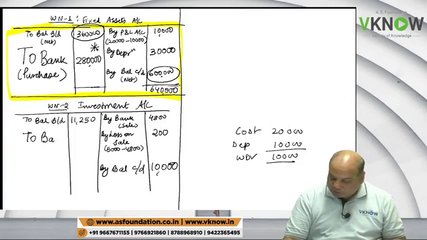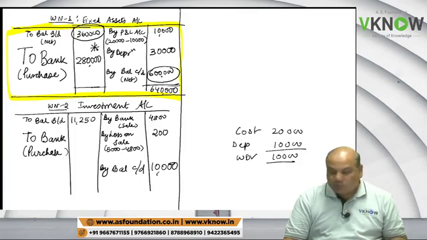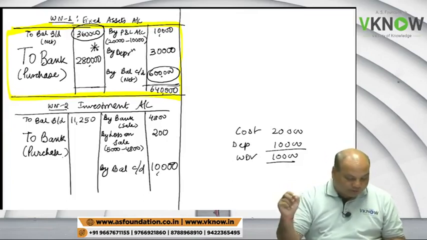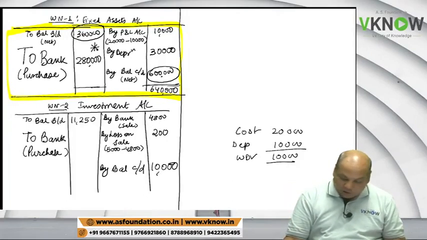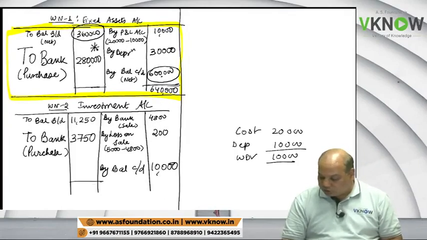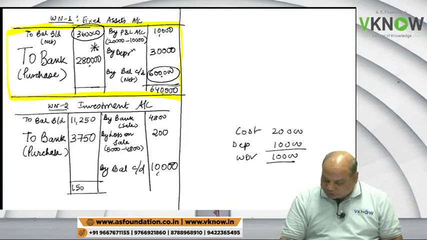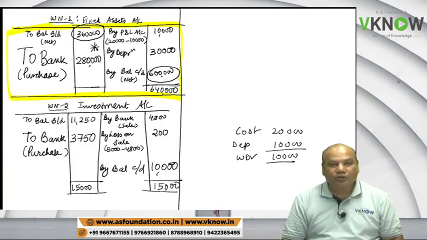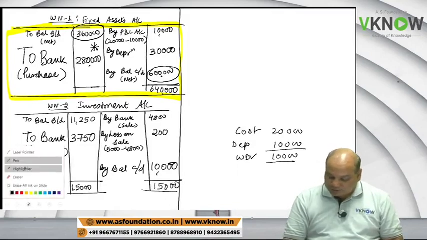And government security of the face value of 4,000 were purchased for 3,750. There is one more entry, we'll do it right now only. To bank, purchase: we will write the cost value, not the face value, because the actual amount paid is the cost value, 3,750. Now please check whether the investment account is tallying or not. The debit side is 15,000. Oh, the credit side is also 15,000. So it is tallying.